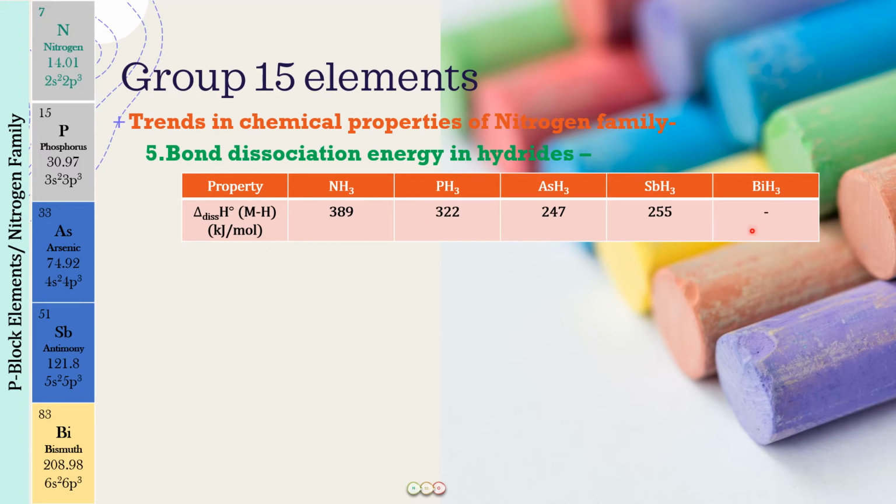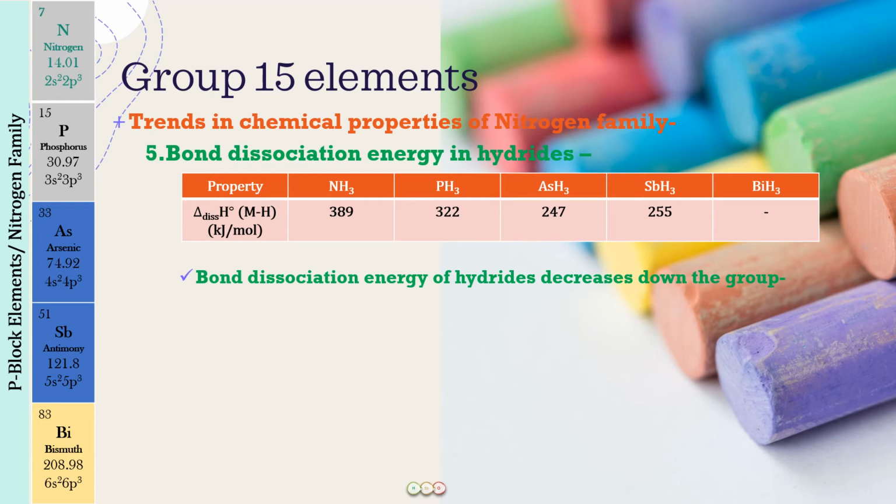Looking at the values, you can tell that the bond dissociation energy of the hydrides is decreasing down the group. We have it maximum for ammonia and it is least for antimony hydride. Bismuth hydride, the values were not known, so I have not written them down. So what does this mean?